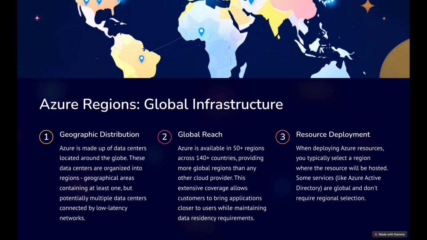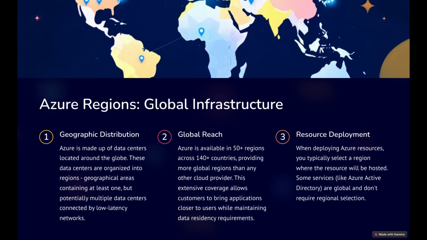Okay, slide 2. Azure regions, global infrastructure, that's the title. This is where you really start to see the scale of Azure's global presence. We're not talking about a few scattered data centers here. This is a massive, globally distributed network. And these data centers are organized into what are called regions, specific geographic areas spread across the world. Now, a region isn't just a single building. It can actually consist of multiple interconnected data centers, all linked by those high-speed, low-latency networks that we always hear about. Yeah, it's like a mini network within a region, making sure everything stays connected and fast.